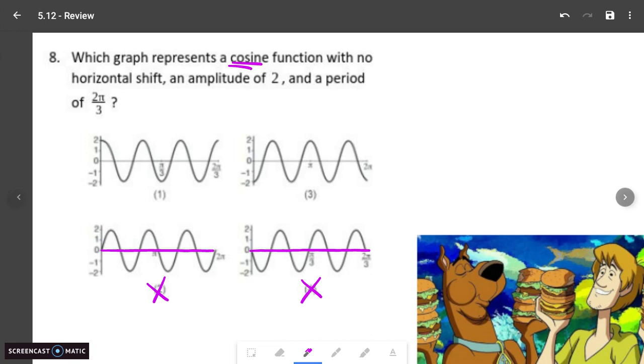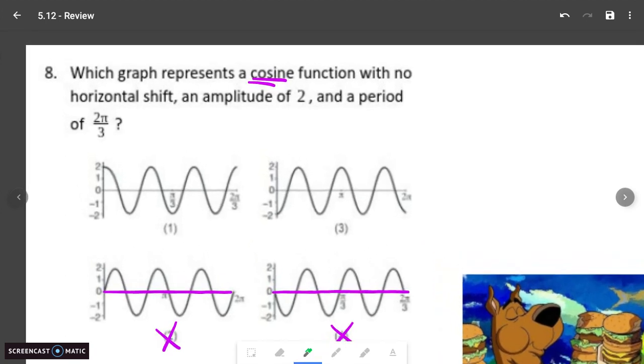So now we're down to a 50-50 shot. Now this is no horizontal shift, so that's present in both of them. That works for us. Amplitude of 2. So they both have an amplitude of 2 because it goes up 2 and down 2 from the midline, down 2 and up 2. So we just have different directions, but the amplitudes both check out. Now, here's where we want to be careful. The period is 2 pi over 3.